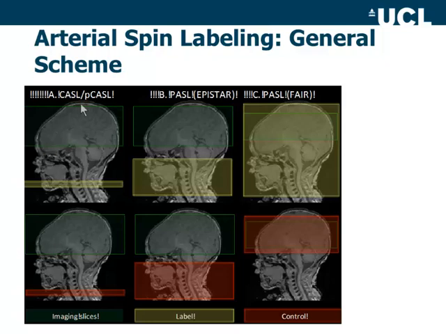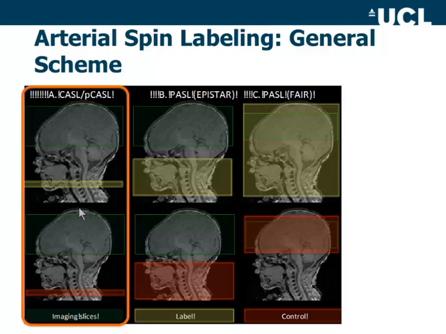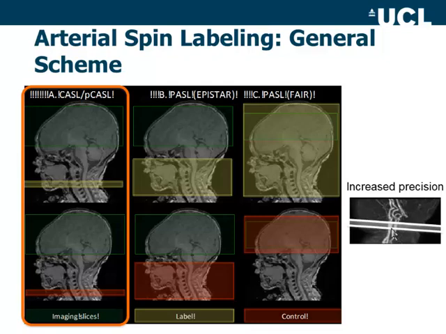You can use a CASL or a pseudo-CASL experiment, or you can use a pulsed ASL experiment where you would do your labeling as a block, or the original sequence, which was the FAIR sequence. In our case, to be very precise, what we usually do is a short and quick angiogram to exactly put the labeling pulse on the arteries, always in the same place.